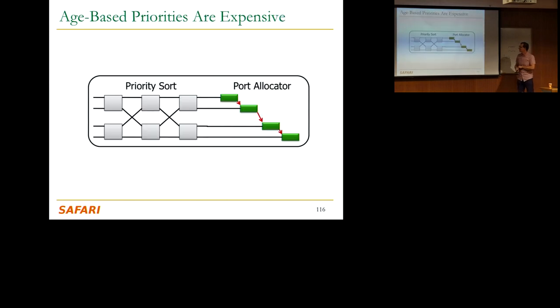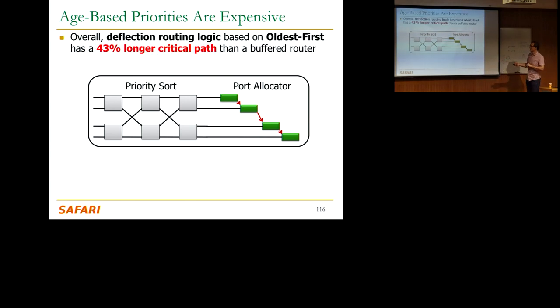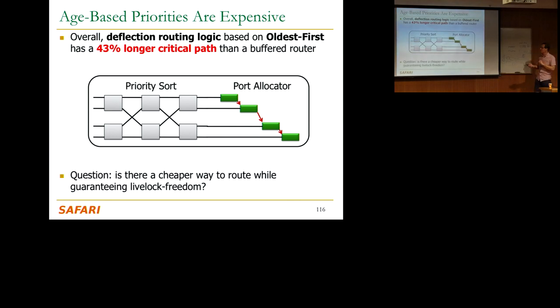OK, so basically, this is what we end up with. You have a priority sort in terms of ordering, and you have a port allocator. The baseline buffered router actually doesn't do this. It doesn't have sequential dependence on the port allocation, and it doesn't have a priority sort because it doesn't require oldest first. What they do is round robin, for example, across the virtual channels. It's not the best algorithm, but it's simple. If you do round robin, you don't really need any of this. So it turns out this critical path is 43% longer than a buffered router.